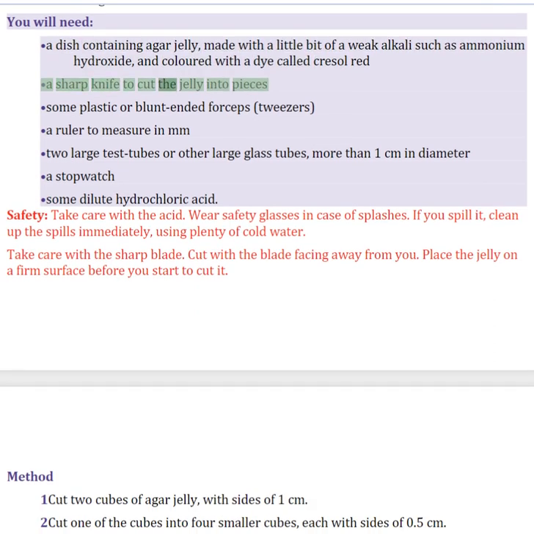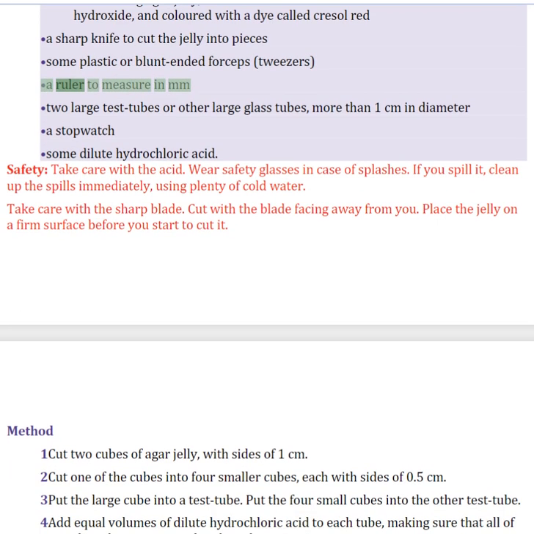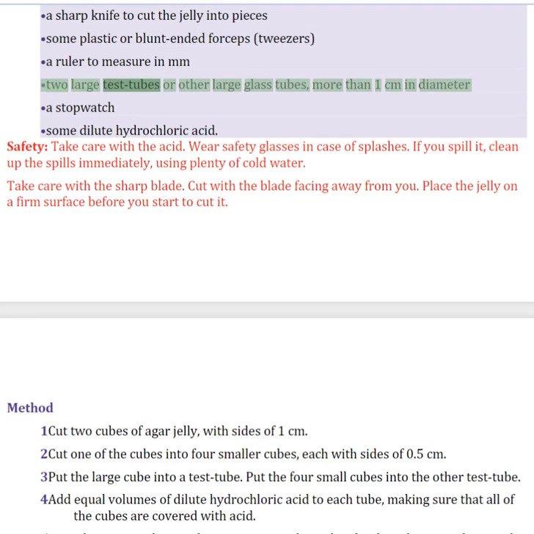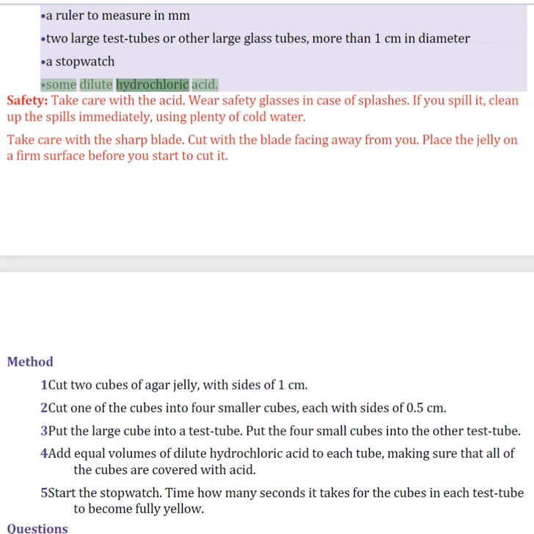A sharp knife to cut the jelly into pieces. Some plastic or blunt-ended forceps. A ruler to measure in millimeters. 2 large test tubes or other large glass tubes, more than 1 centimeter in diameter. A stopwatch. Some dilute hydrochloric acid.